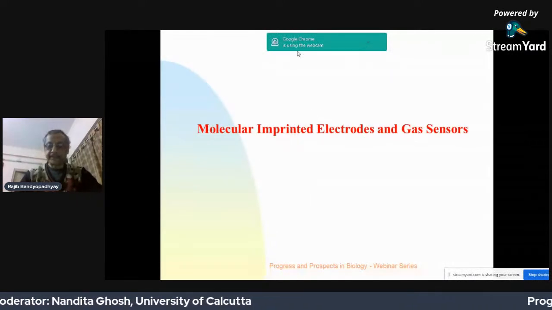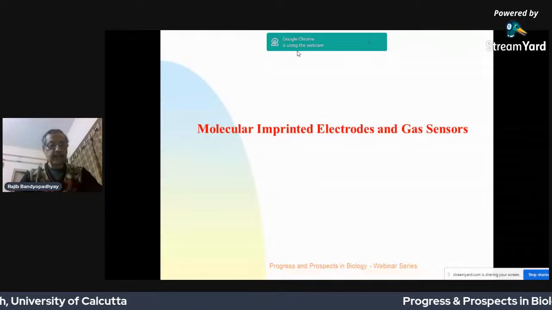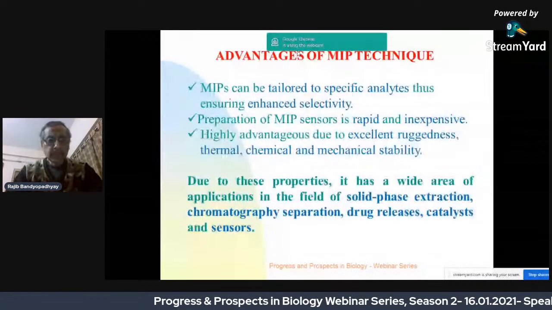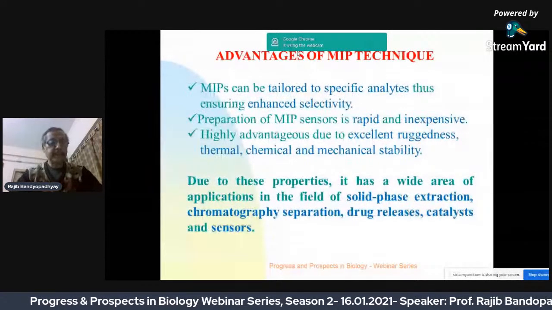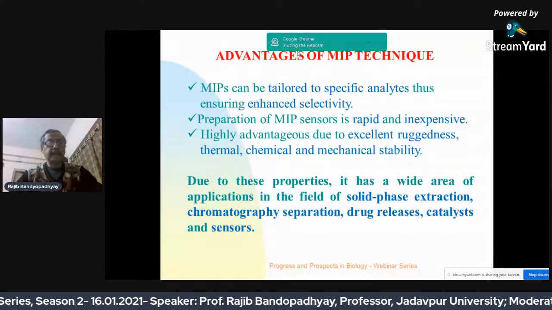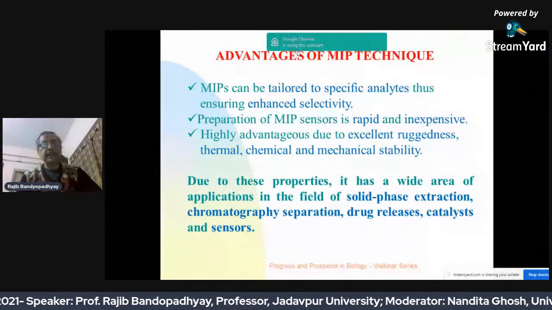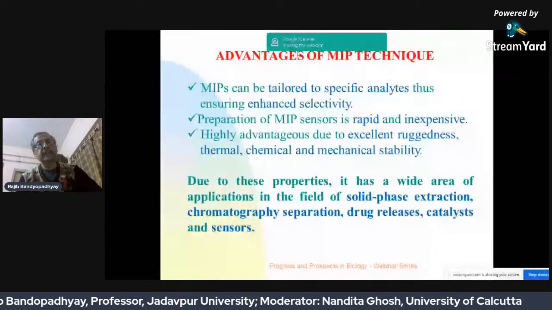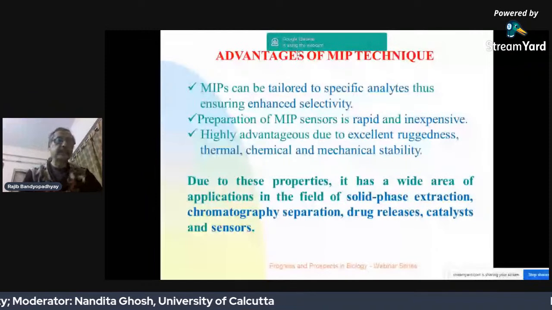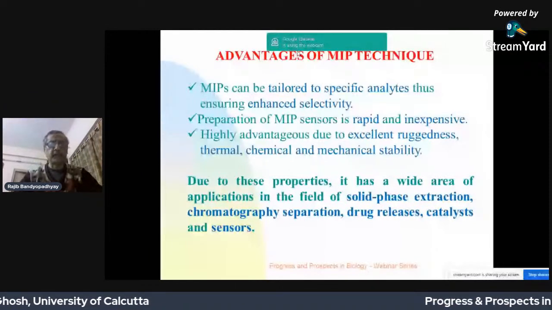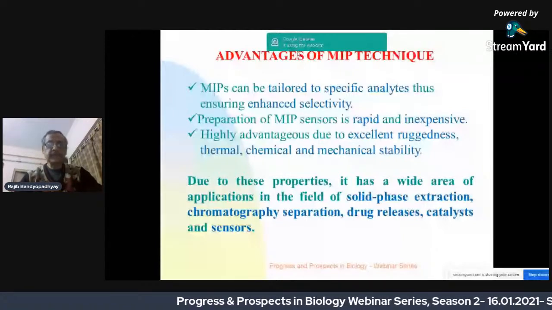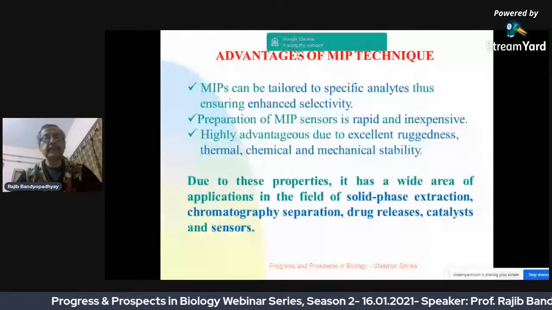In molecular imprinted electrodes and gas sensors, this area has given much better success. Molecular imprinting is basically an imprinting technique. That means we mix a polymer and the target molecule, and after that we coat that material on the electrode, and then we wash out the target analyte. So there are some grooves formed on the electrode surface, and in those places only that particular target material is absorbed.